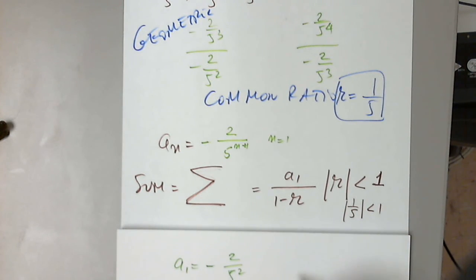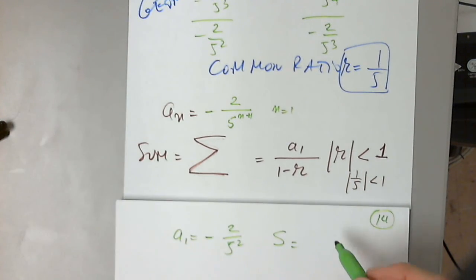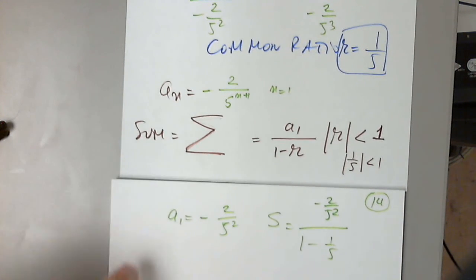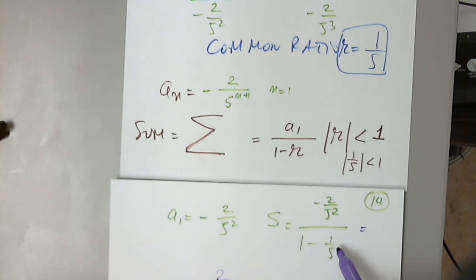Okay, so then how do I determine the sum? So the sum will be (-2/5) squared divided by 1 minus 1/5. And let's see what we get as the sum of the infinite series, and I will not forget to give you this formula. So this is (-2/5) squared, and this is 4/5, so 5/4, and I simplify, and I get -1/10.